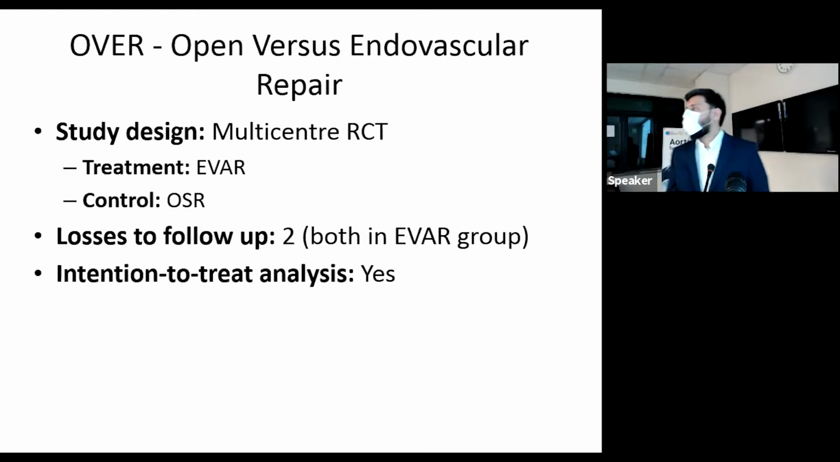The VA OVER trial, which is a US trial. I thought that'd be a really neat name if it was a cricket-speaking nation that had come up with it, but I don't think it has anything to do with the cricket over. But the OVER trial is the open versus endovascular repair, and this was done in the US.